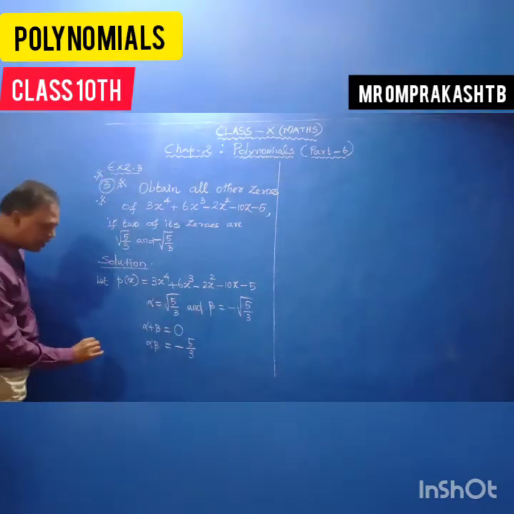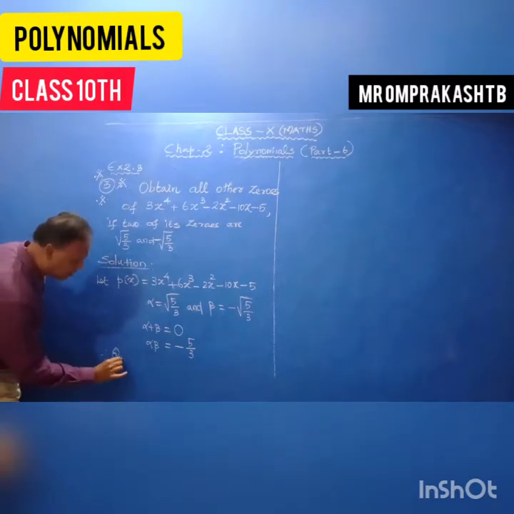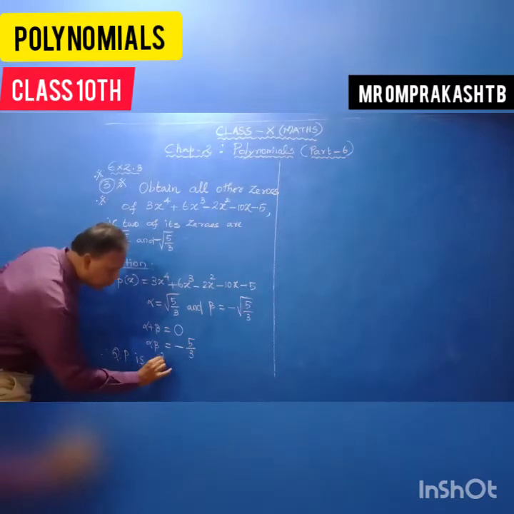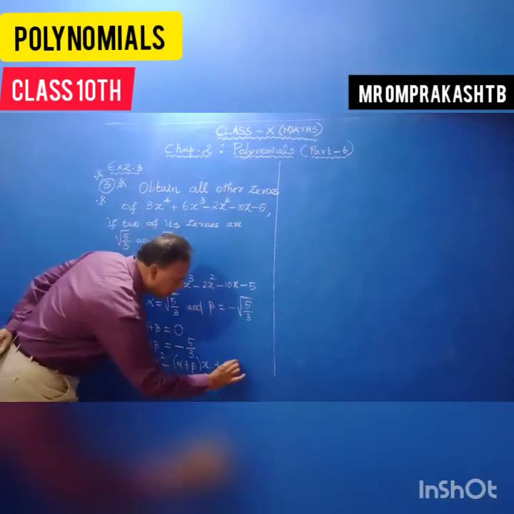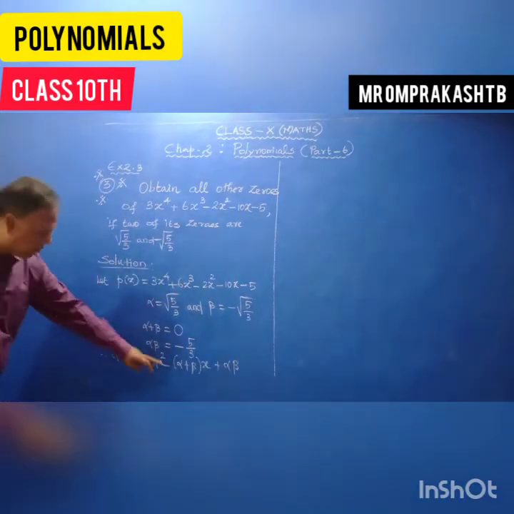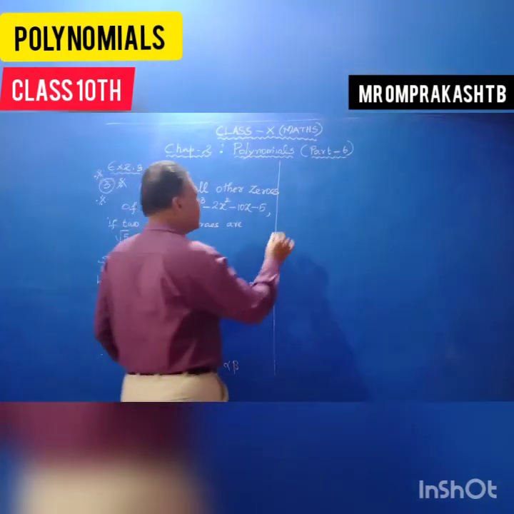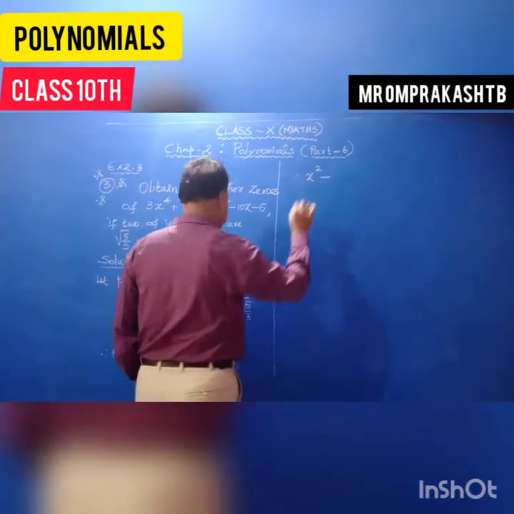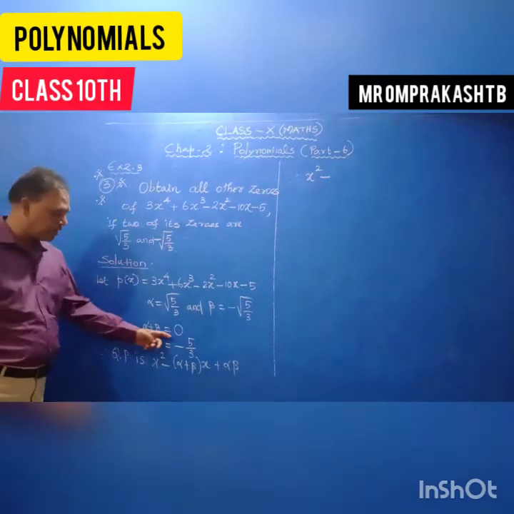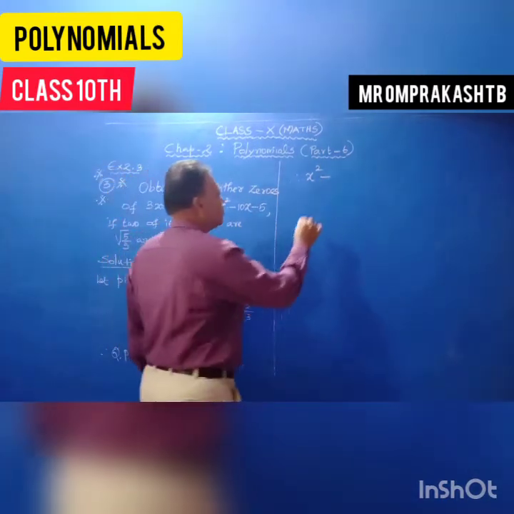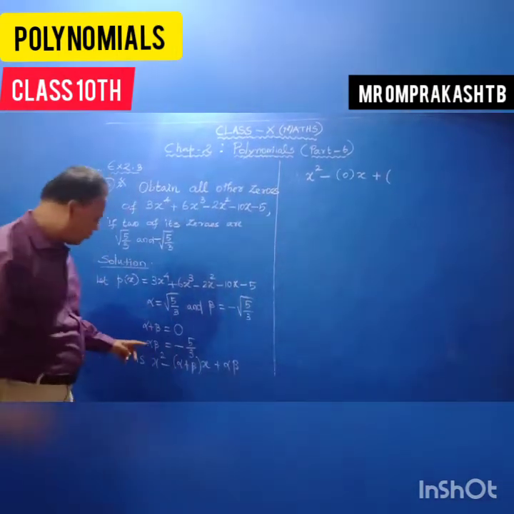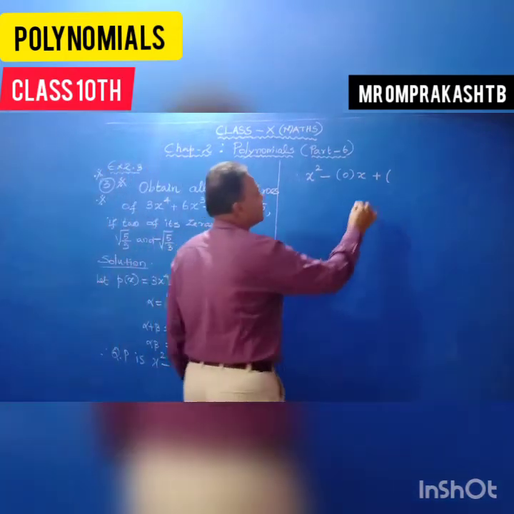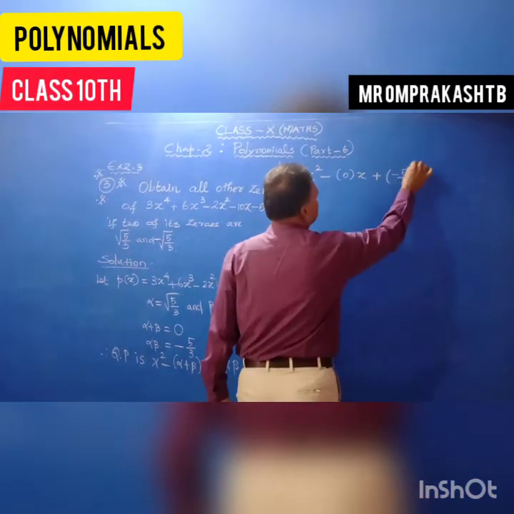Now you write a quadratic polynomial. Already I have given the formula. Use that. The quadratic polynomial is x squared minus alpha plus beta into x plus alpha beta. You just replace it in this. Therefore, x squared minus, what is alpha plus beta? 0. 0 into x is 0. Plus of alpha beta is minus 5 by 3.